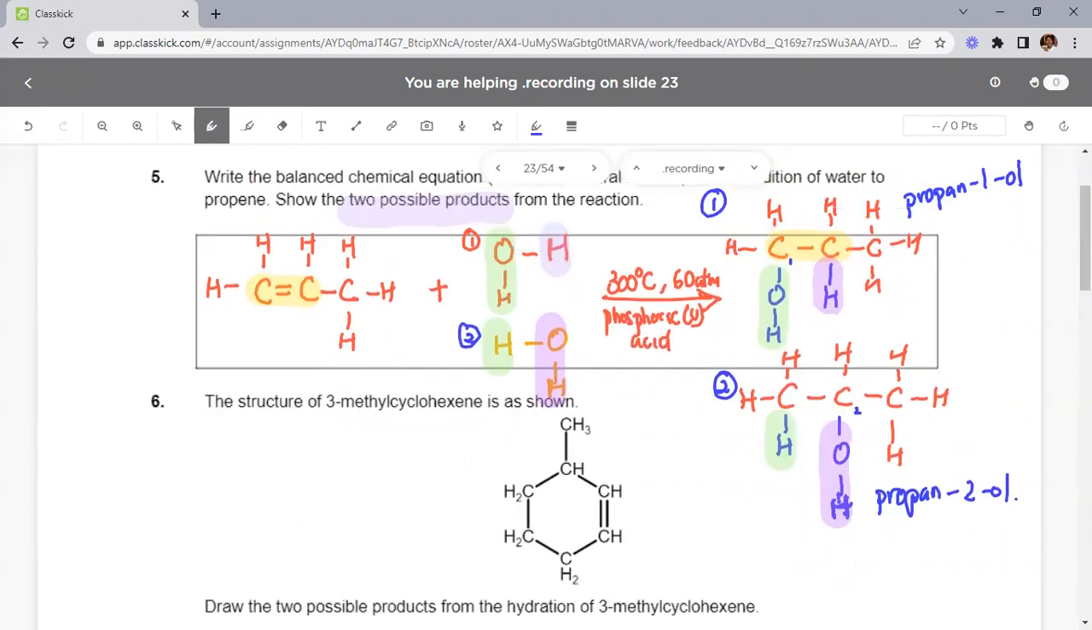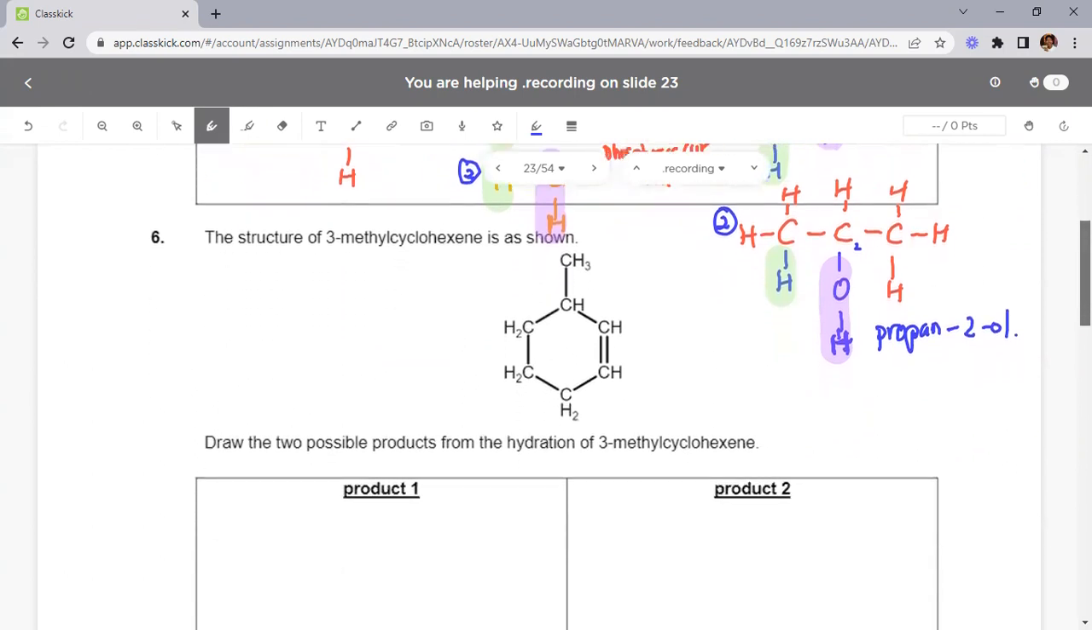Actually, key idea here is OH and H. Think of it as 2 separate groups added to different positions. Hence, for question 6, you realize this one looks very simple, right? It is the 3-methyl cyclohexene. It's just this thing that you see here. But most importantly, when you talk about addition reaction, talk about hydration, my focus is always on the double bond. The rest of the molecule will stay the same.